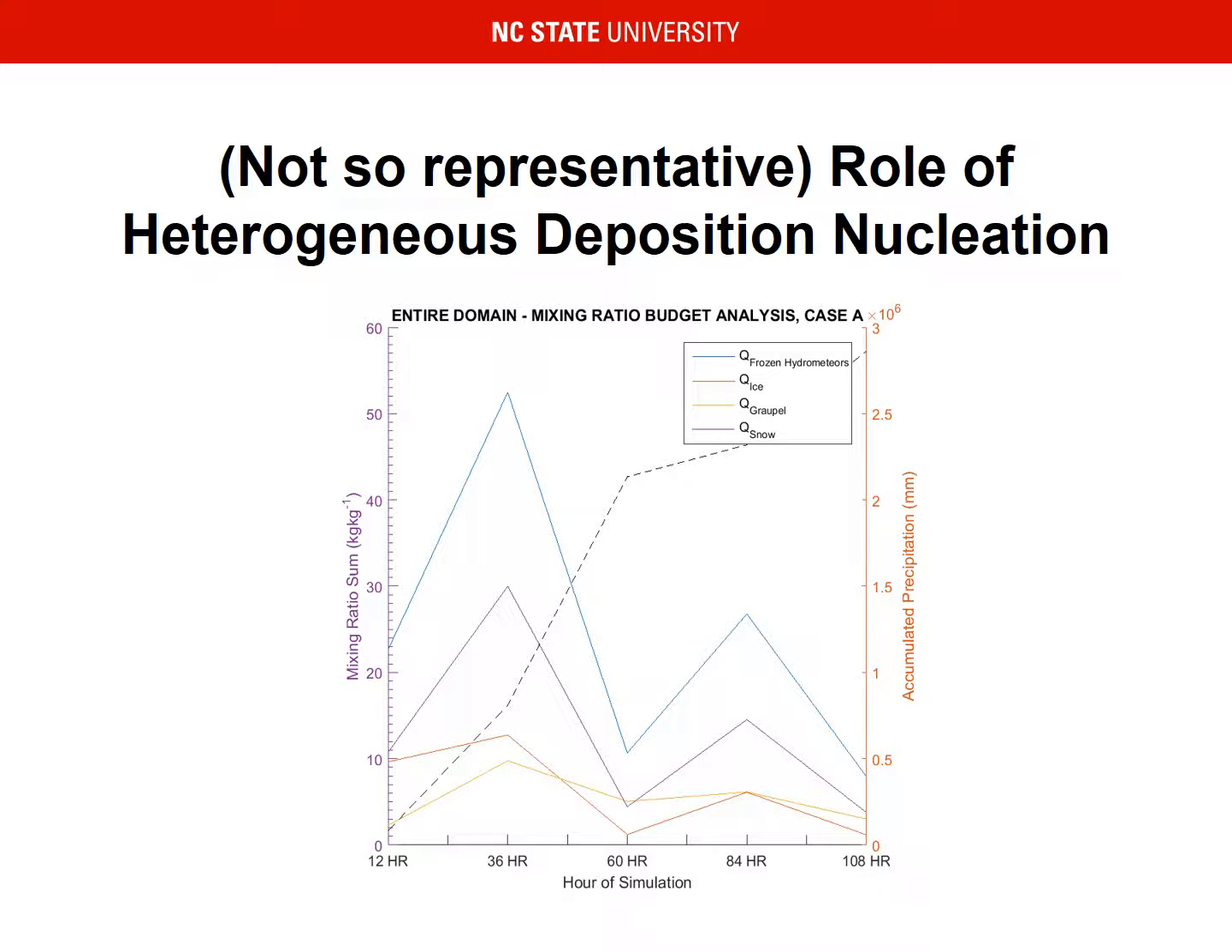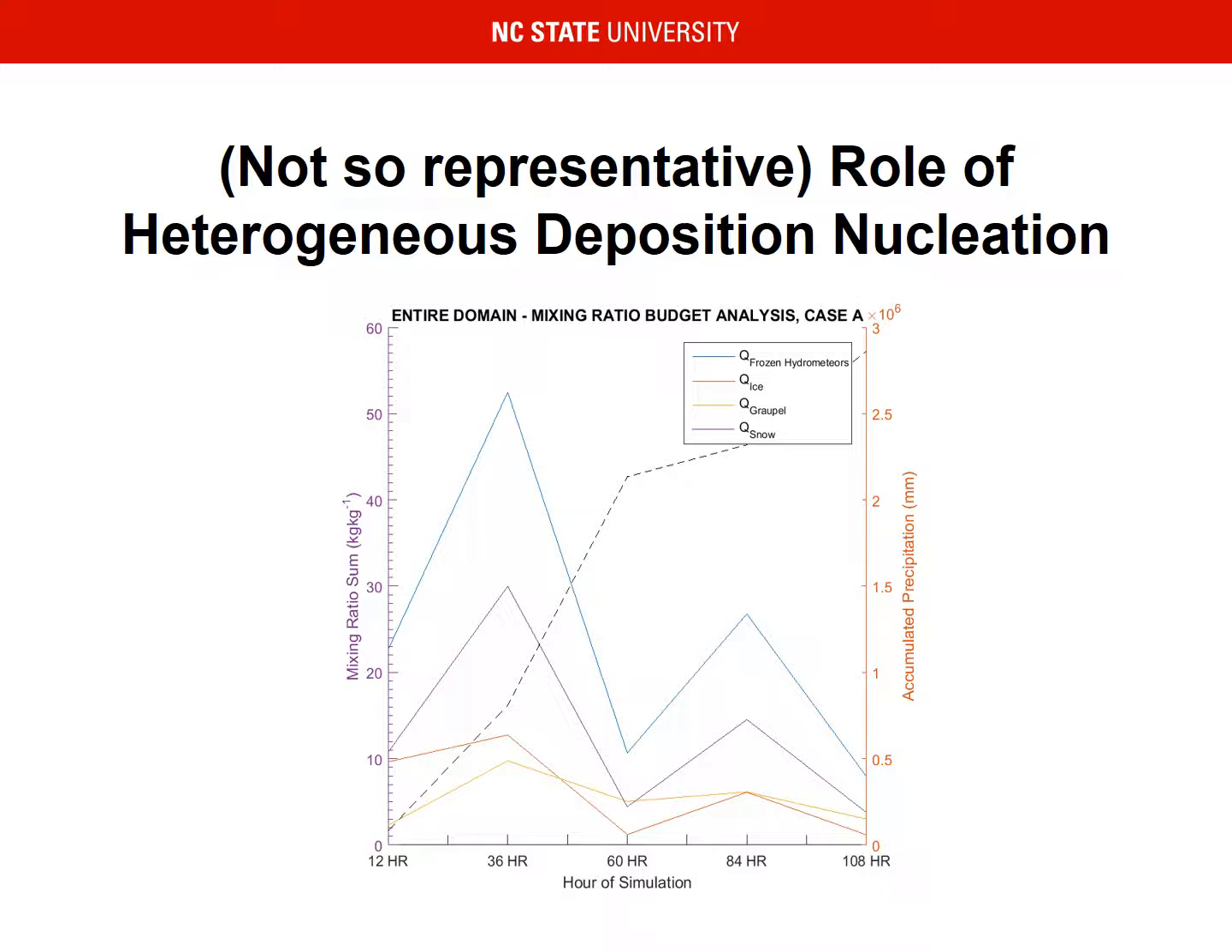Going back to the initial assumption that we would be able to remove the heterogeneous deposition nucleation process, because the prevailing thought is that there are not that many deposition mode INP in the atmosphere, and that it shouldn't be a contributing factor of ice crystals in the atmosphere.